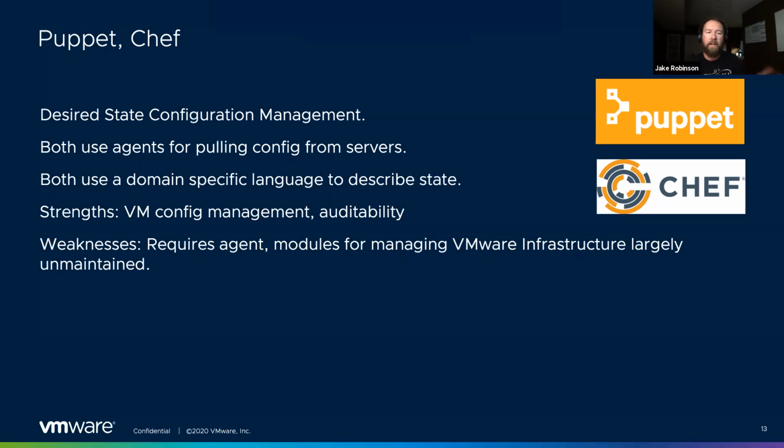Weakness-wise, they both require agents. These are agents that will run on your virtual machines. If you were to use these agents for managing your VMware infrastructure, you would have to run that agent on some sort of proxy machine, because that agent will then talk to the vSphere APIs.